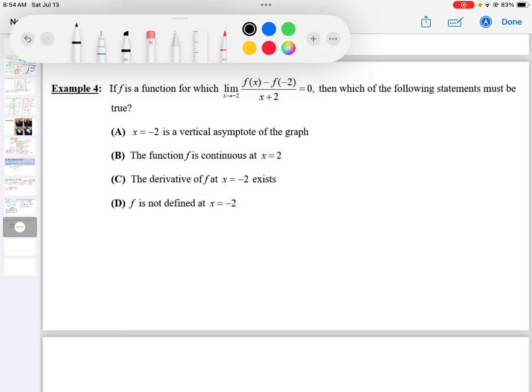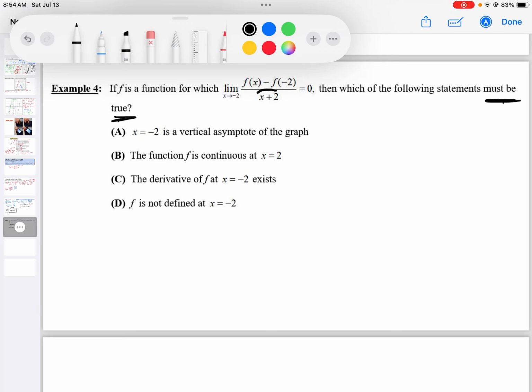All right, last one. I want you to pause the video, do this one on your own, and see if you can come up with it. This is an AP style question on the multiple choice. So once you've paused it and done it, you're back. It says if f is a function for which the limit as x approaches negative 2 of f of x minus f of negative 2 over x plus 2 is equal to 0, then which statement must be true? So if it could be false, it's not it. It has to be true.